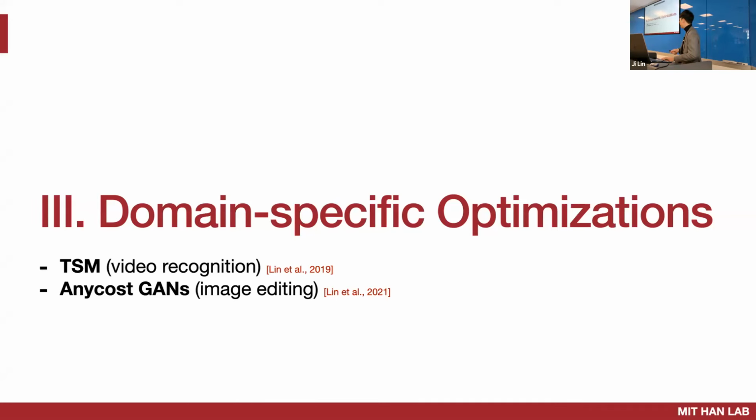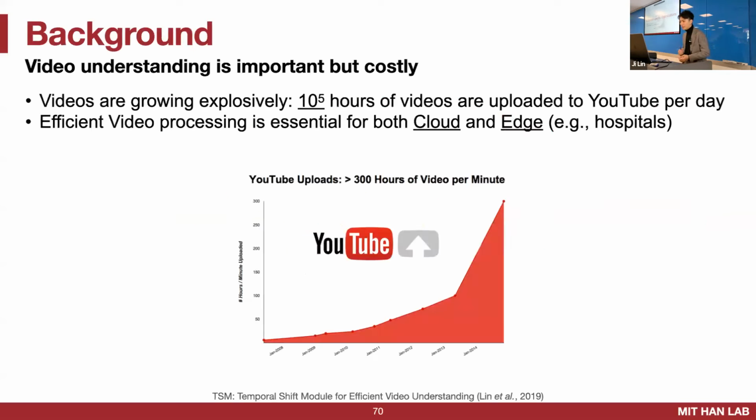But sometimes if you take a closer look at your application, you can explore some domain-specific optimization opportunities. Here we briefly introduce two of our works. One is for video recognition, the other for image generation or editing.